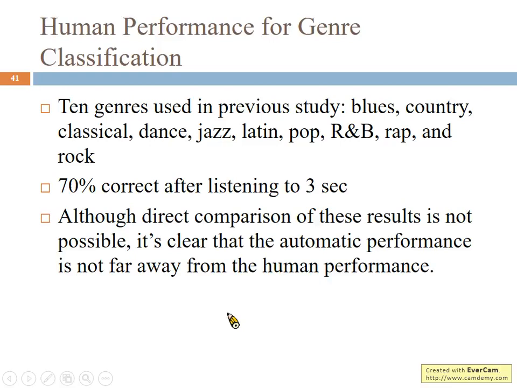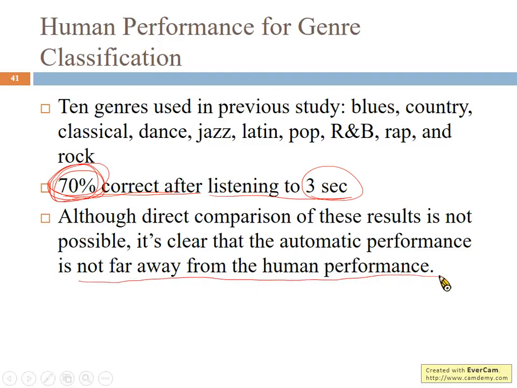Comparing the automatic classification performance with human performance, 10 genres were used in the previous study: blues, country, classical, dance, jazz, Latin, pop, rock, rap, and R&B. Humans were 70% correct after listening to 3 seconds. So for humans, after listening to 3 seconds of music, the accuracy of classification is 70%. Although direct comparison of this result is not possible, it's clear that the automatic performance is not far from the human performance. This slide is used to explain that the proposed system has very good performance that is not far from human performance.